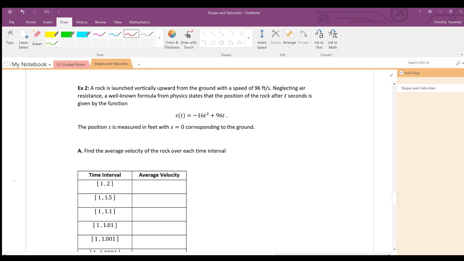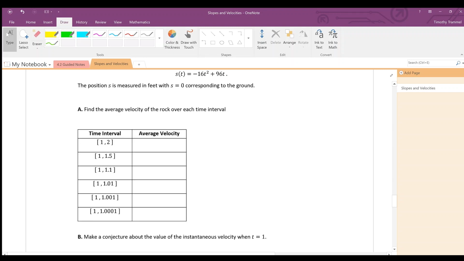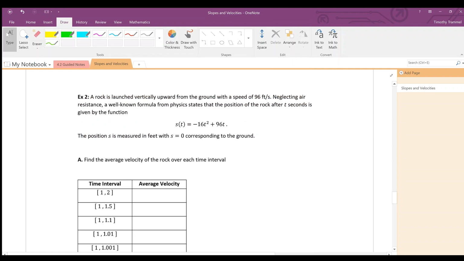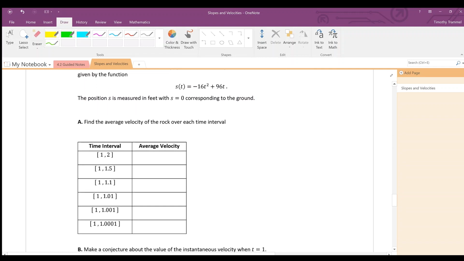Okay? And so what we're going to do is really try and actually figure out what the instantaneous velocity is when t equals 1. Okay? But in order to do that, we're going to start off by looking at the slope of the secant line from 1 to 2, and then 1 to 1.5, 1 to 1.1, 1 to 1.01, and we're going to keep shrinking that interval down until we can make a decent guess at what the instantaneous velocity is. Okay.